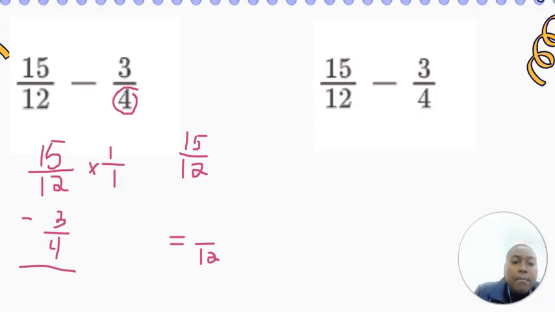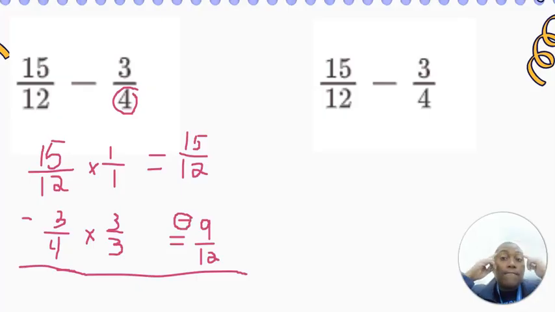We ask ourselves, how many times can I multiply 4 to make a value of 12? And that would be 3. And whatever I do at the bottom, I also do at the top. And let me go ahead and put my equal sign here. All right, now 3 times 3, that equals 9. And we are going to write our operation. And this time we're going to be subtracting.